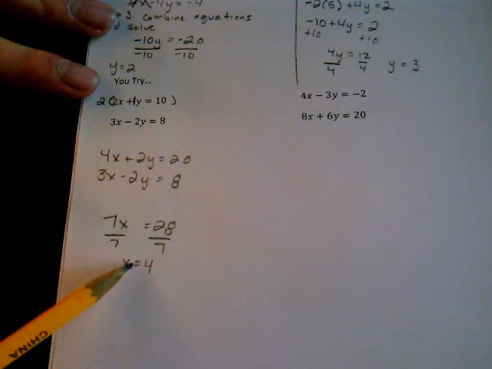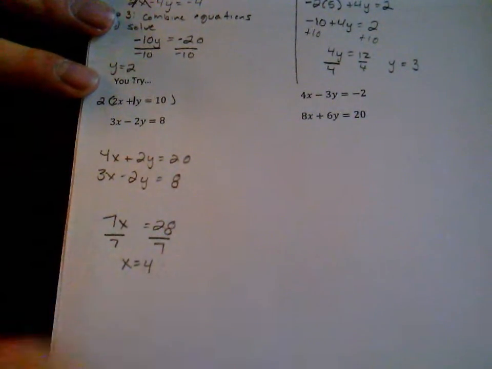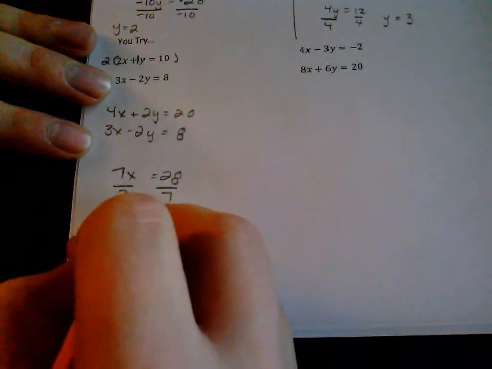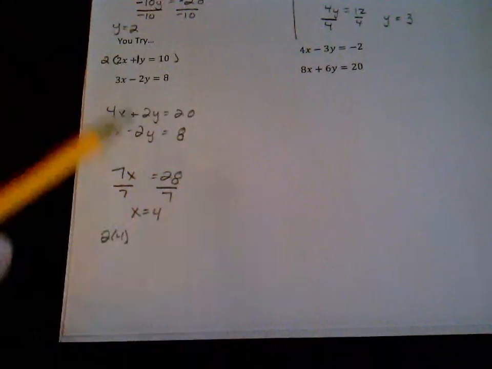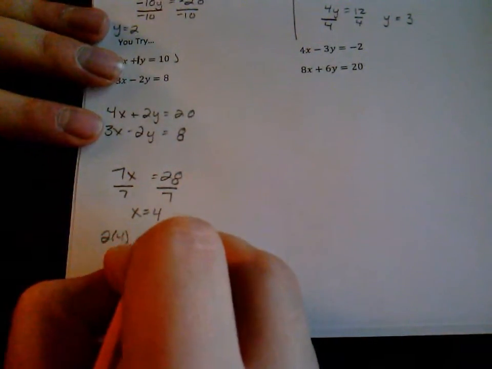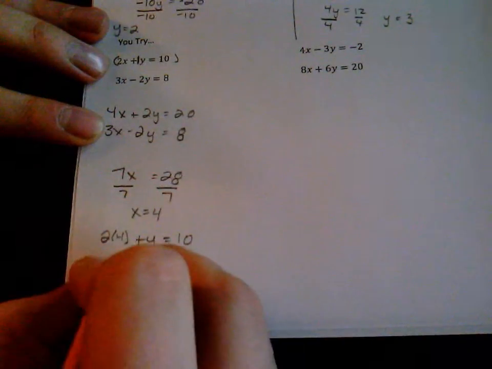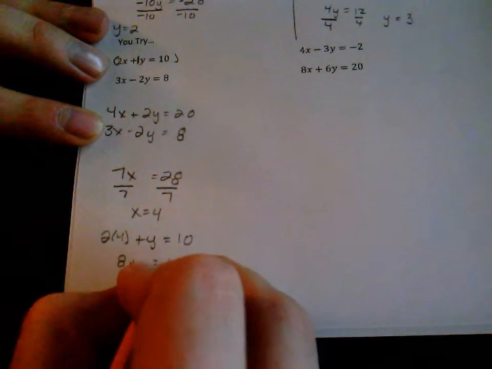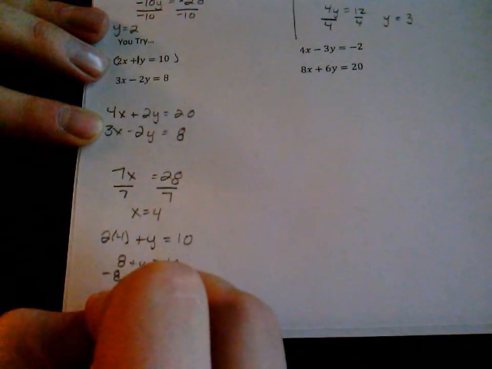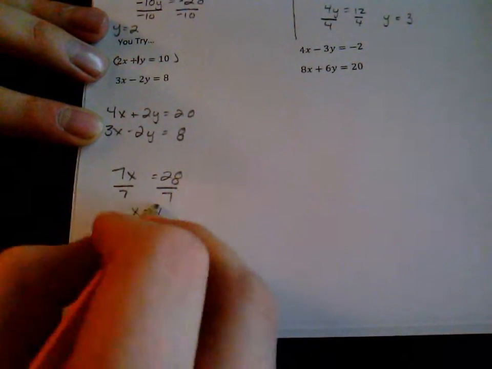And go back, plug it in. Becomes 2 times 4. So that's what we're doing. We're replacing the x with 4 since that's what x equals. Plus y equals 10. 8 plus y equals 10. You subtract 8. Y equals 2. Okay?